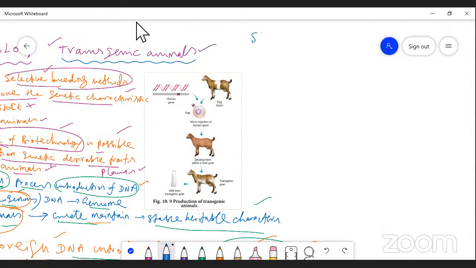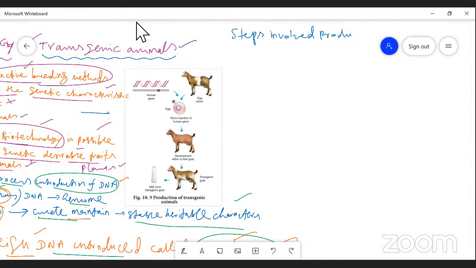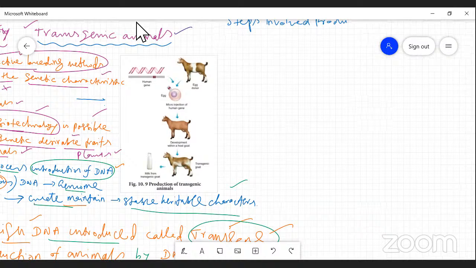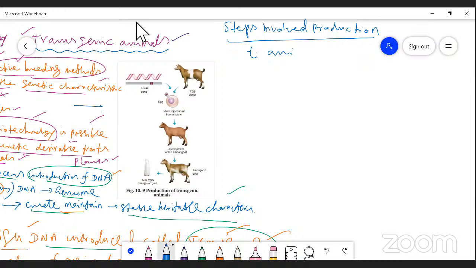Steps. What are the steps involved in the production of transgenic animals? Next we go for the steps involved for production of transgenic animals. The first step for production of transgenic animals is identification and separation of the desired gene.